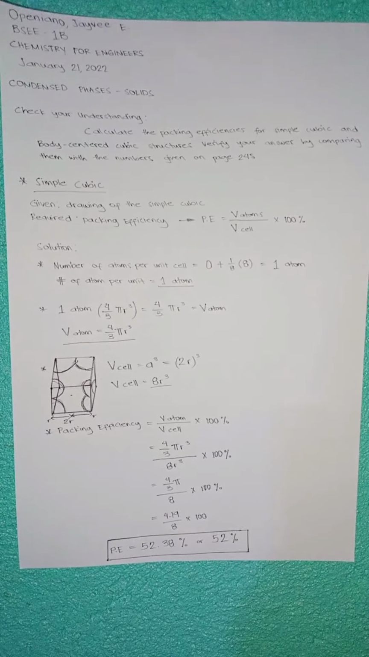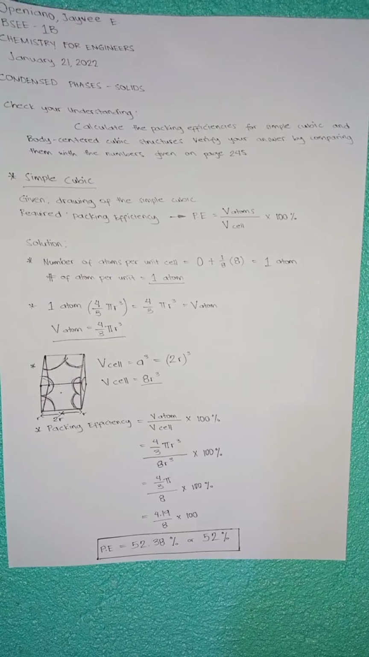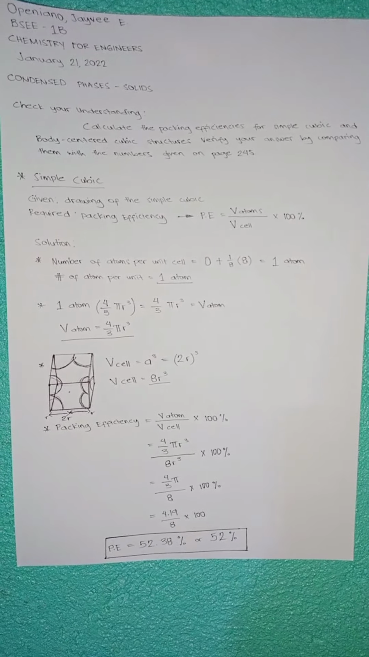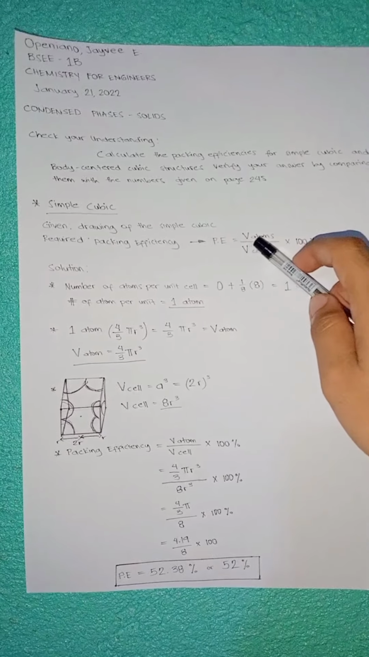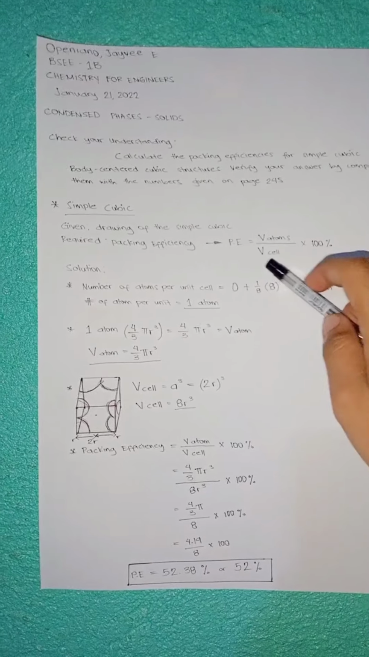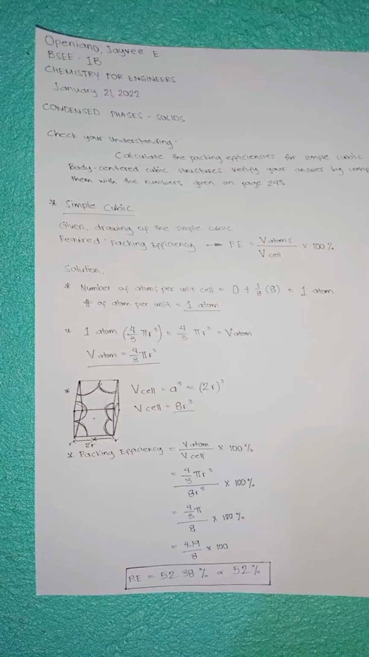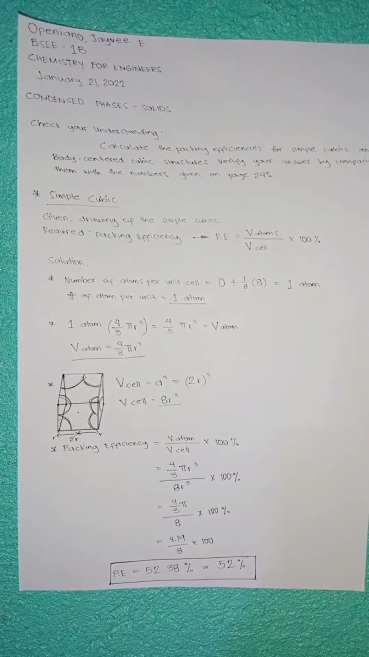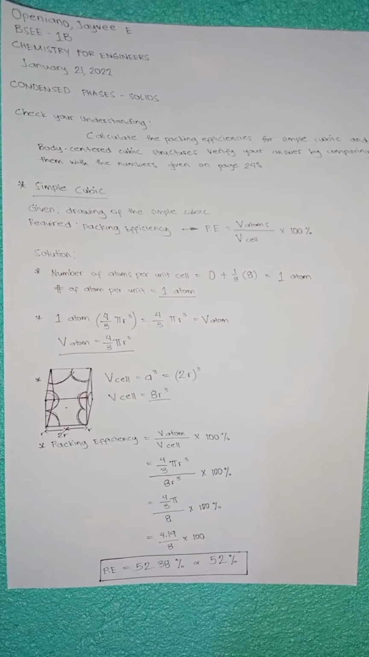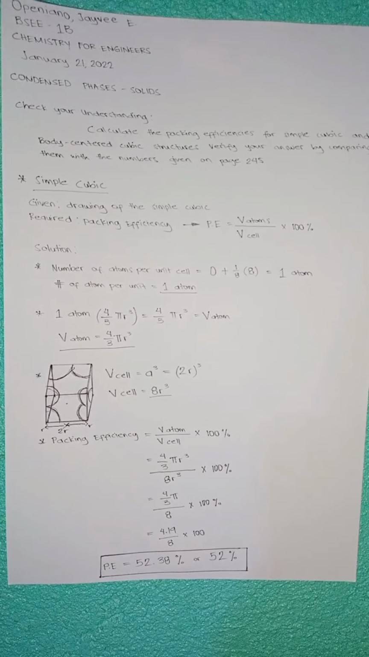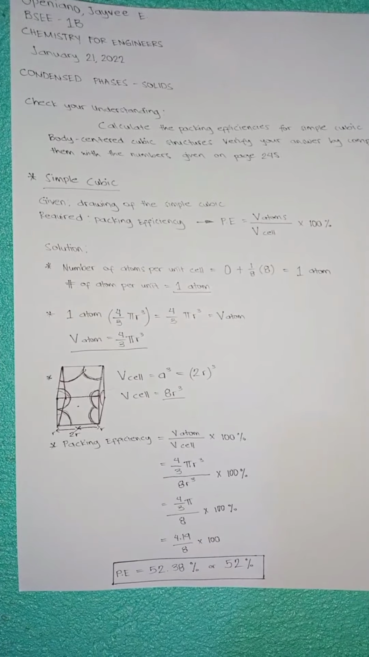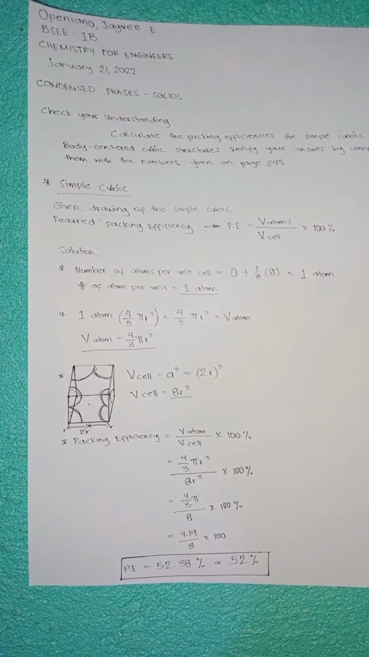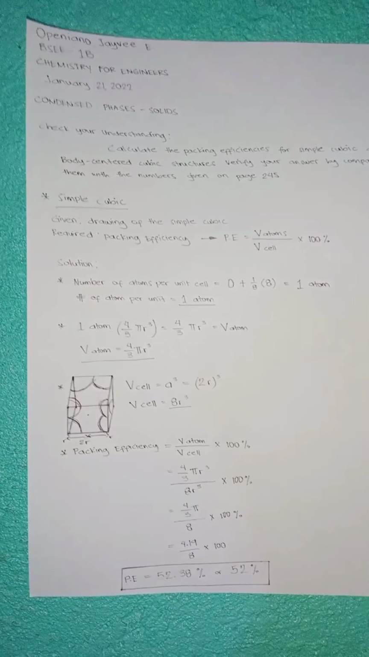Given: a drawing of the simple cubic. Required: packing efficiency. The formula for packing efficiency is volume of atoms divided by volume of cell times 100%. To compute it, we need to solve first the volume of atoms and the volume of the cell. Let's start. First, we need to find the number of atoms per unit cell.